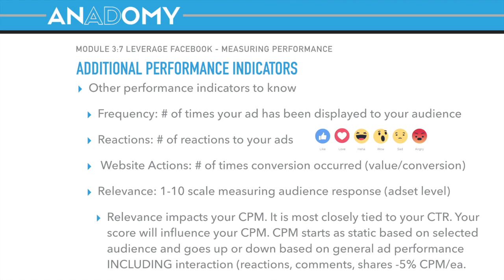Another thing that will influence both your relevance and your cost per 1,000 impressions is interaction. Interaction is a lot broader than reactions. It's reactions, it's comments, it's shares, it's likes, and it's clicks. The more interactions you get, generally the lower your cost per thousand impressions will get. Now, I don't know how accurate this is because I don't have any insight into what Facebook's algorithm actually does. But based on my experience, I see roughly a 5% reduction in cost per thousand impressions per positive reaction.